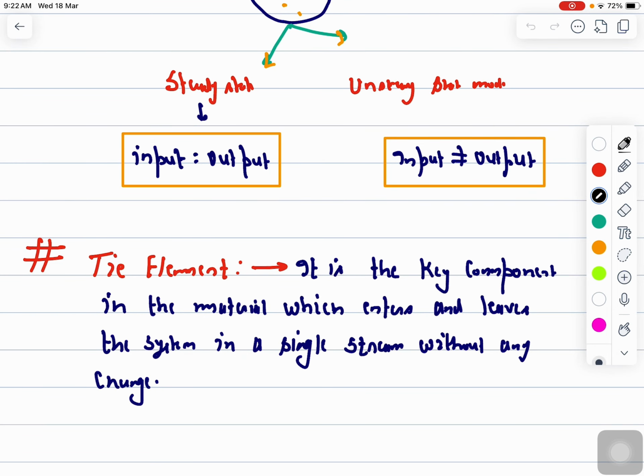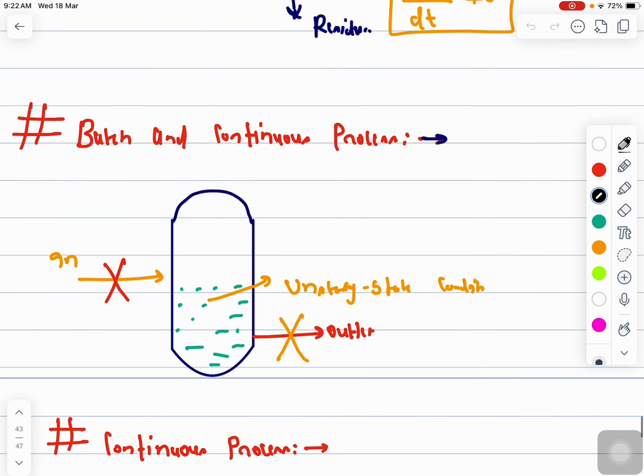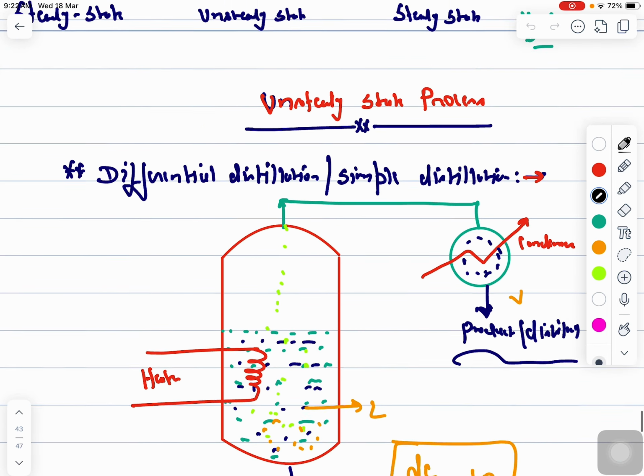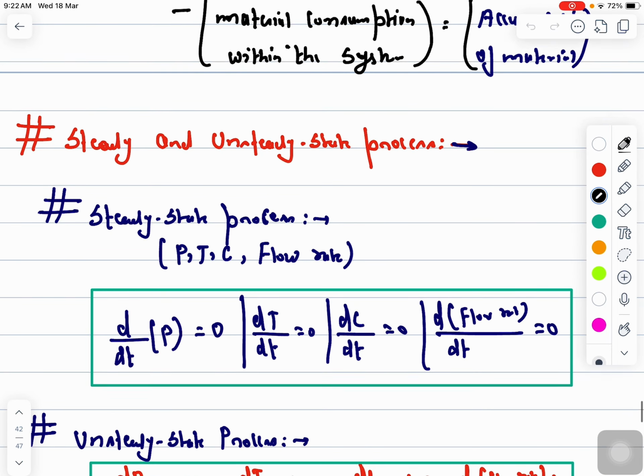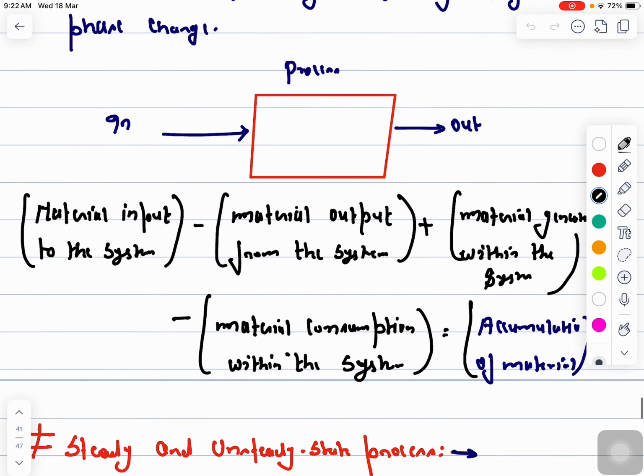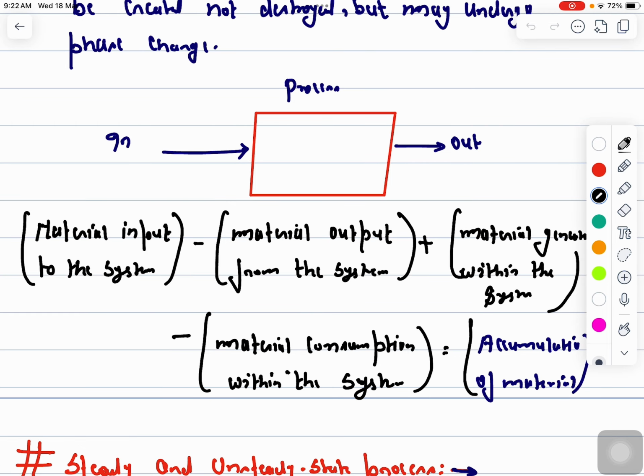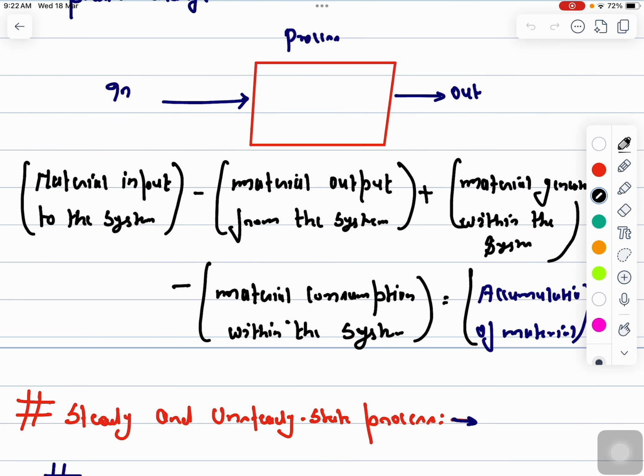Geometry and process calculation. In the previous lecture, I think that was lecture 8 or lecture 9, I discussed the steady and unsteady state operation, or overall material, how to write the basic or general equation for the material balance. So this was the general equation for the material balance, where we have observed that there is a material input to the system, minus material output from the system, plus material generation within the system, minus material consumption within the system, that is equal to accumulation of the material.